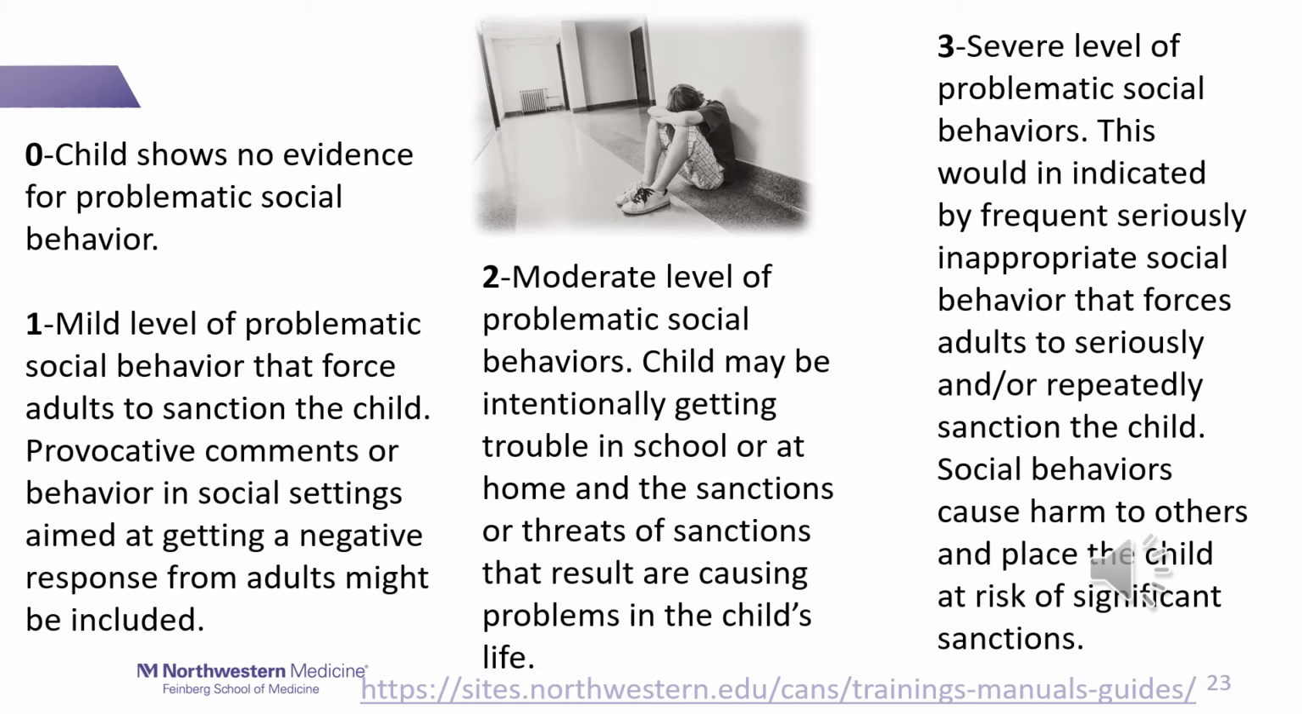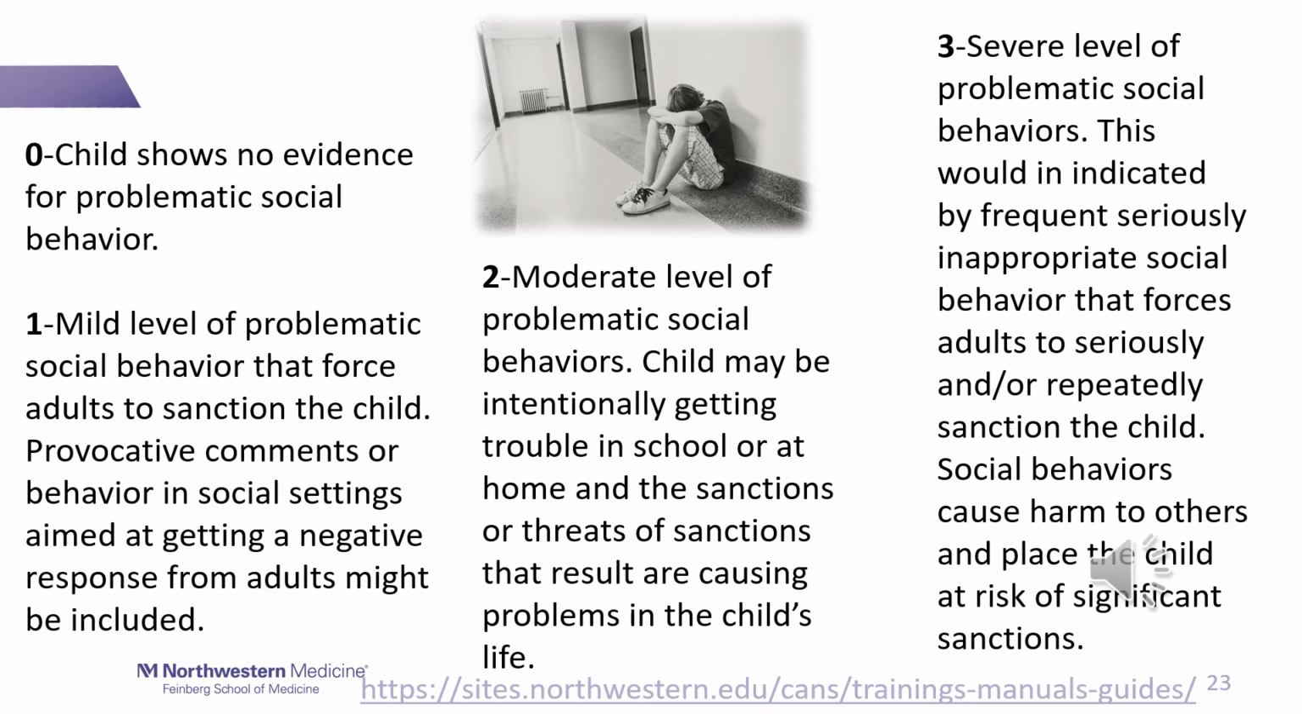Number 70, social behavior. 0: Child shows no evidence for problematic social behaviors. 1: Mild level of problematic social behaviors that force adults to sanction the child. Provocative comments or behaviors in social settings aimed at getting a negative response from adults might be included.